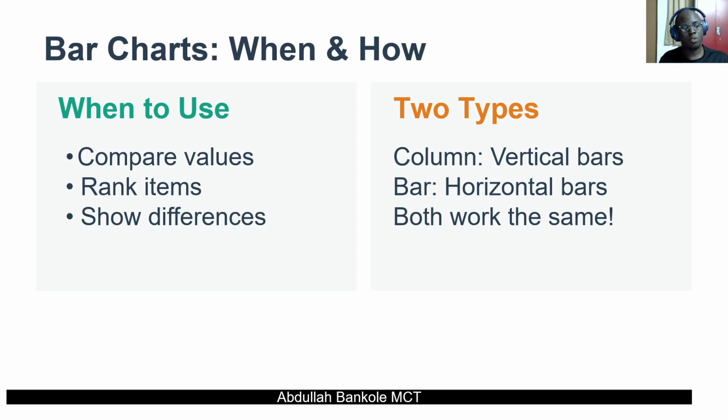Now, we have two types of bar charts. We have the column bar chart and we have the bar chart itself. The column ones are the vertical ones, those ones are actually standing. And then we have the bar, which is the horizontal. The reality of it all is that the two of them work in the same way. It's just that the orientation is what is different.